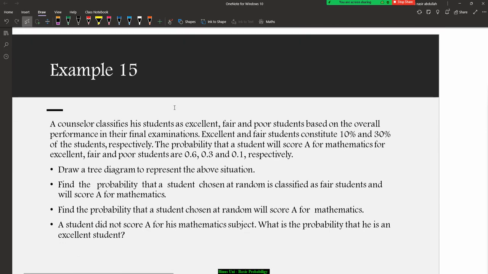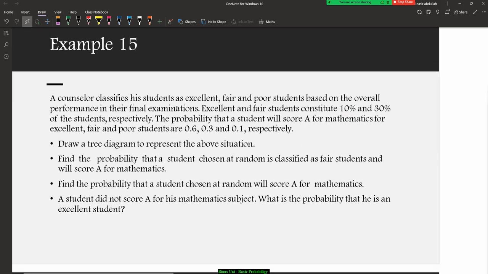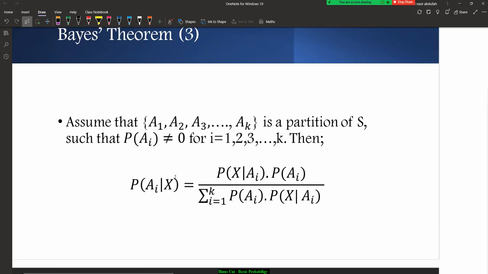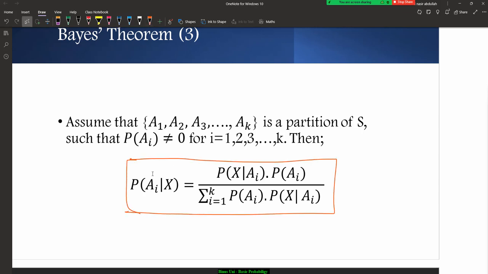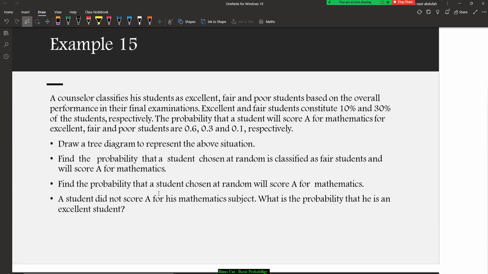So let's look at example number 15. For example number 15, I will conclude for Bayes' theorem. This is Bayes' theorem, but I think the formula is too complex. I strongly suggest you understand that probability of A given B equals probability of A intersect B divided by probability of B. To understand Bayes' theorem, you just need to understand the basic concept of conditional probability.